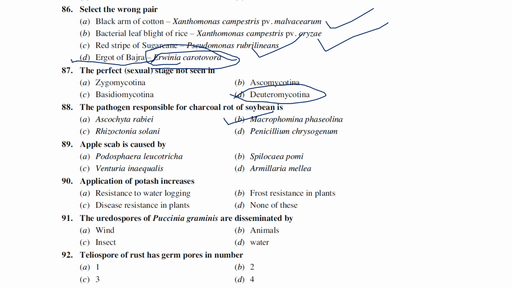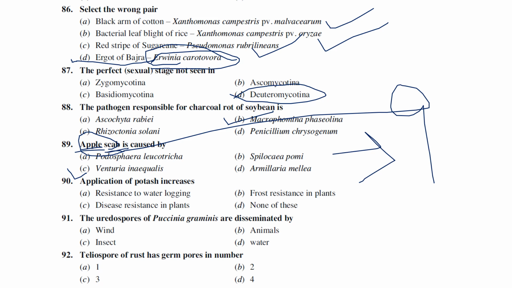Podosphaera leucotricha, Spilocaea pomi, Venturia inaequalis, Armillaria mellea. This Venturia inaequalis is generally called apple scab. The leaf wetness period of apple scab is 9 hours. To remember this, apple is 5 letters, scab is 4 letters, 5 plus 4 equals 9. We can remember it that way. But this leaf wetness period may vary with environmental conditions and temperature. Generally the leaf wetness period is 9 hours, where these perithecia survive in the infected leaves.